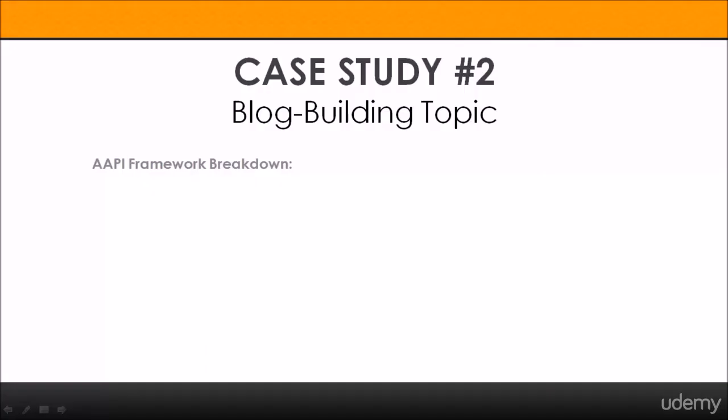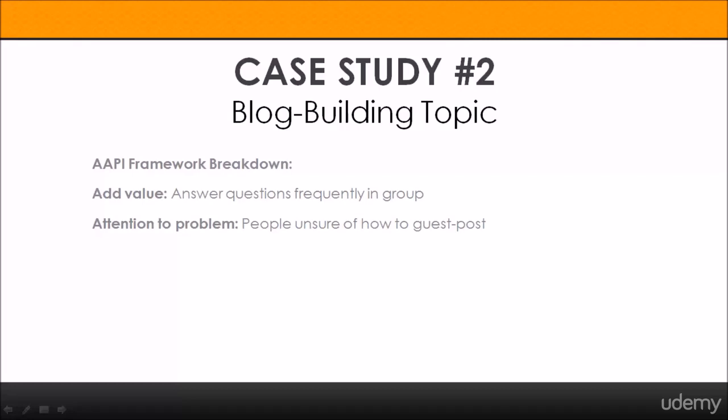So taking a look through the API framework, first of all, he added value by answering the common questions, and then he drew the attention of the target market to the problem, which is they are unsure of how to go about guest posting.